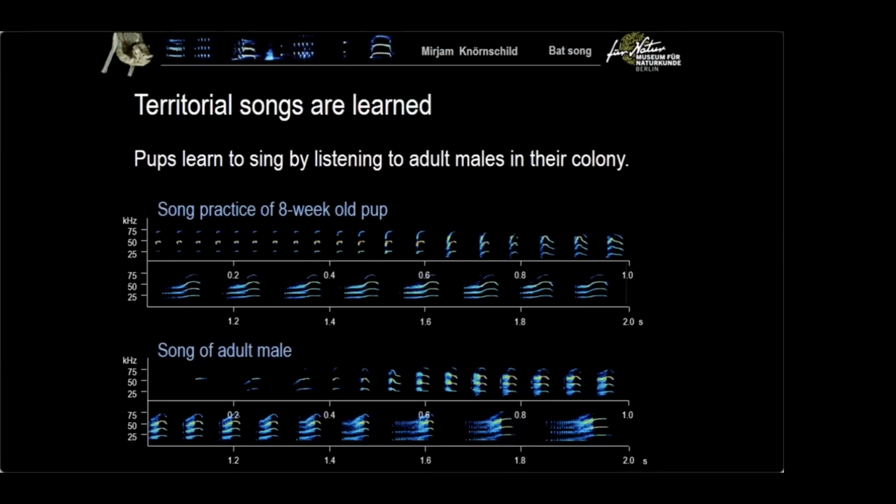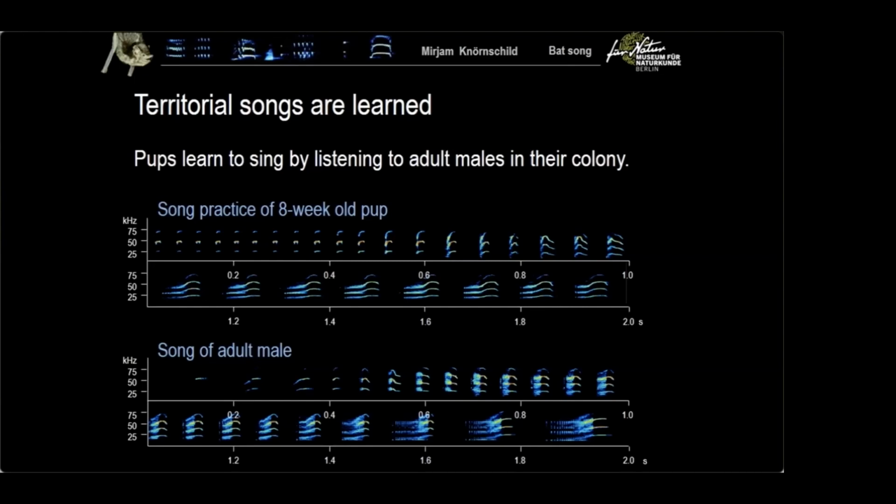And males produce these territorial songs at dusk and dawn, at fairly regular time points. What you see here is a song rendition of an 8-week-old pup. It still has trouble with the really pulsed components at the end of the song. But apart from that, it's a fairly good rendition, I think. And of course, they get even better with age. By 12 weeks of age, when they are weaned, their songs are really adult-like.